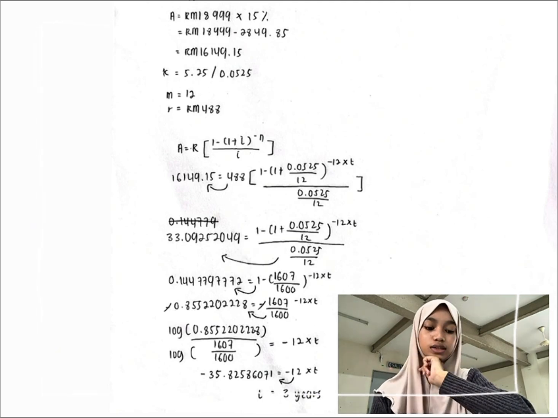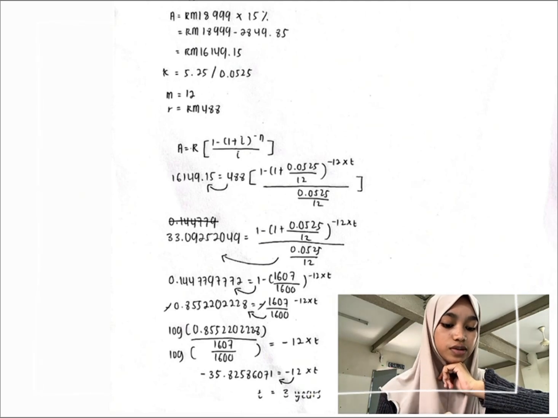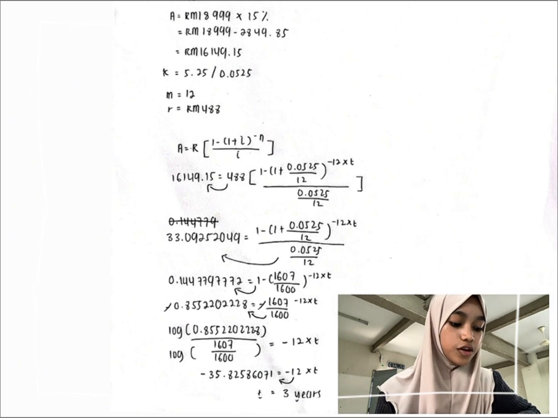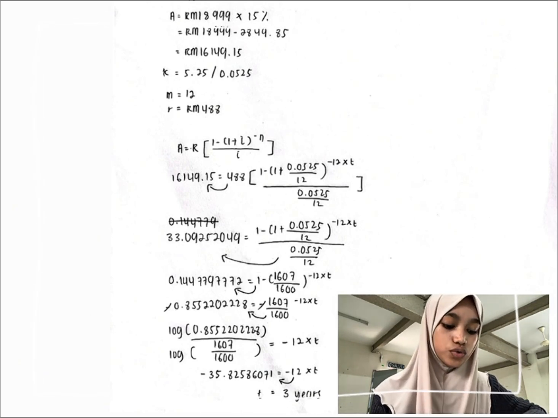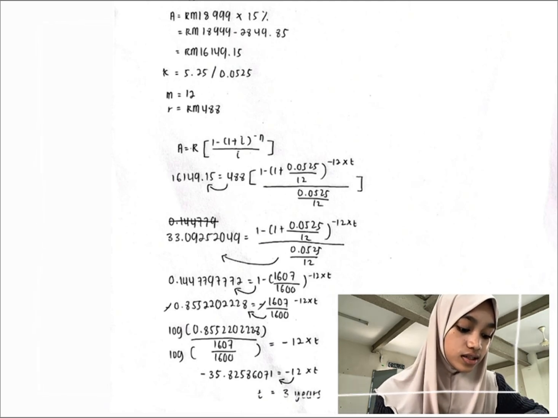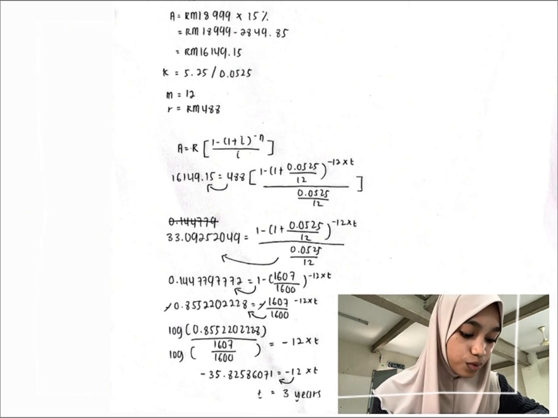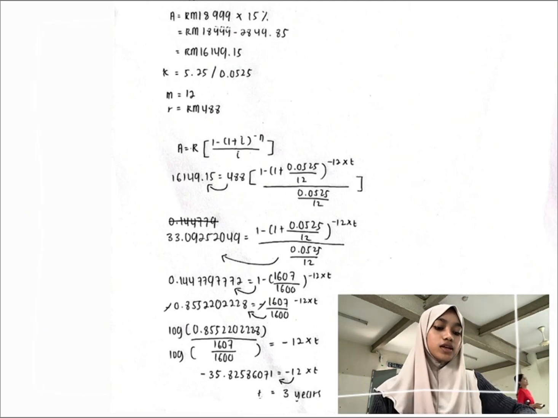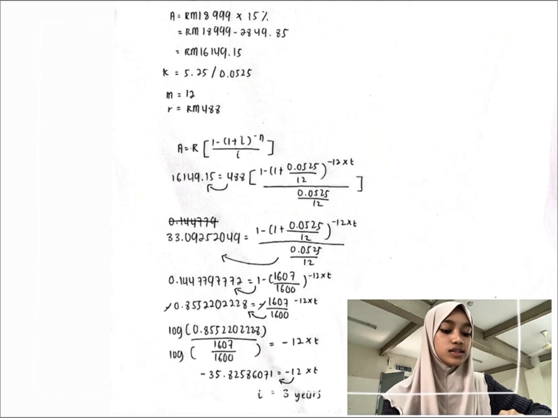So we get 0.144779772 times 0.0525 per 12. Okay, so the answer is negative 0.8552202228 equals negative 1,607 per 1,600 to the power of negative 12 times T. Okay, we bring 1,607 per 1,600 to the other side.